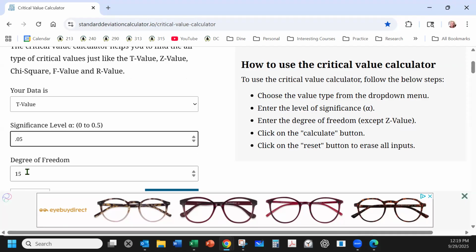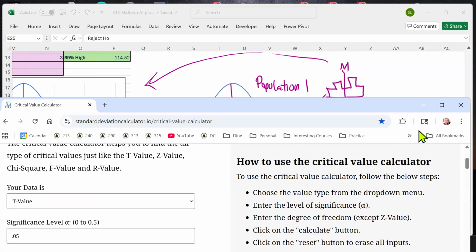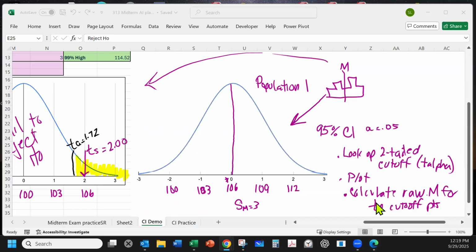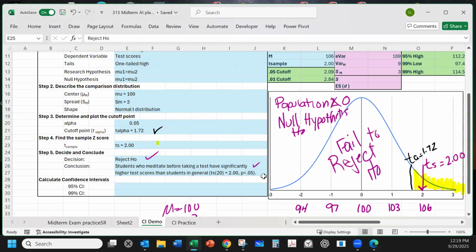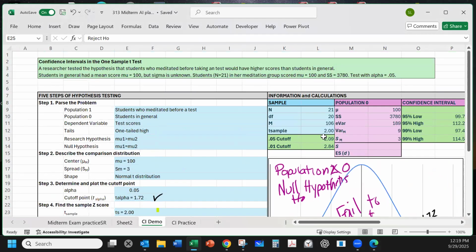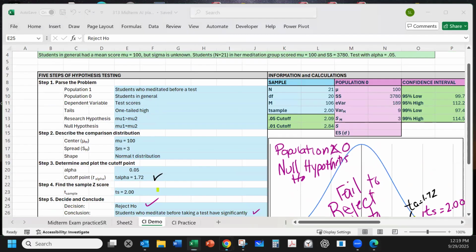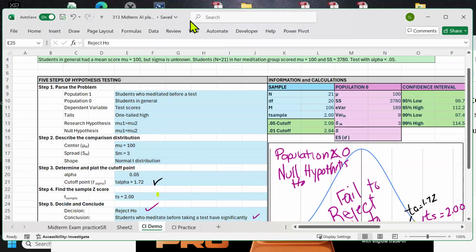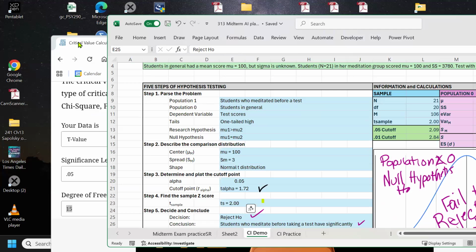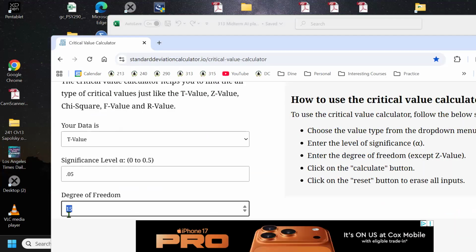And our degrees of freedom in this case, oh boy, I better double check because now I've forgotten. Our degrees of freedom were, let me just drag this away and double check. I think it's 19. Our degrees of freedom were 20. Okay, I'm glad I double checked that. So let's go ahead and enter that 20. Hit calculate.